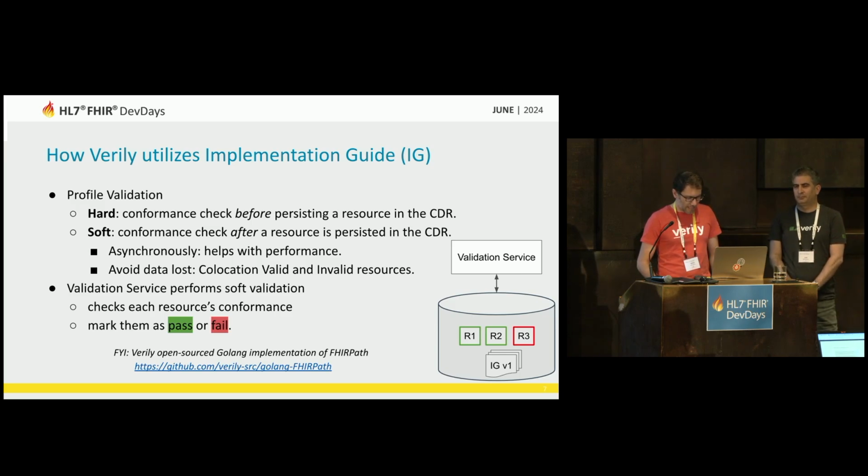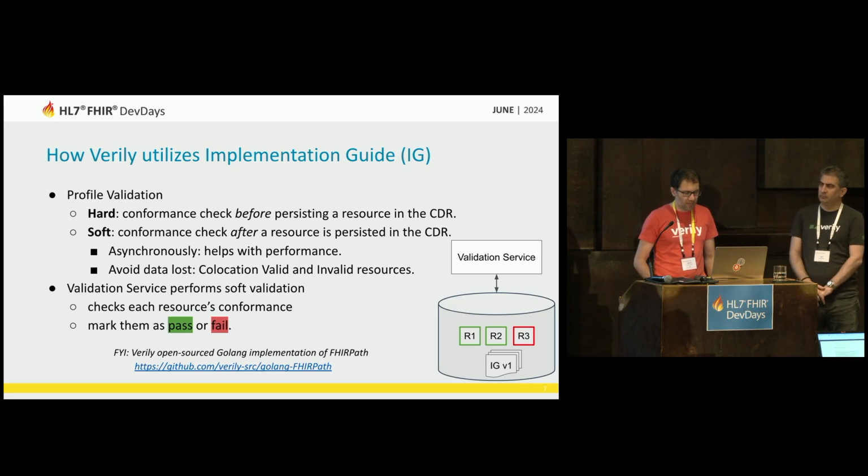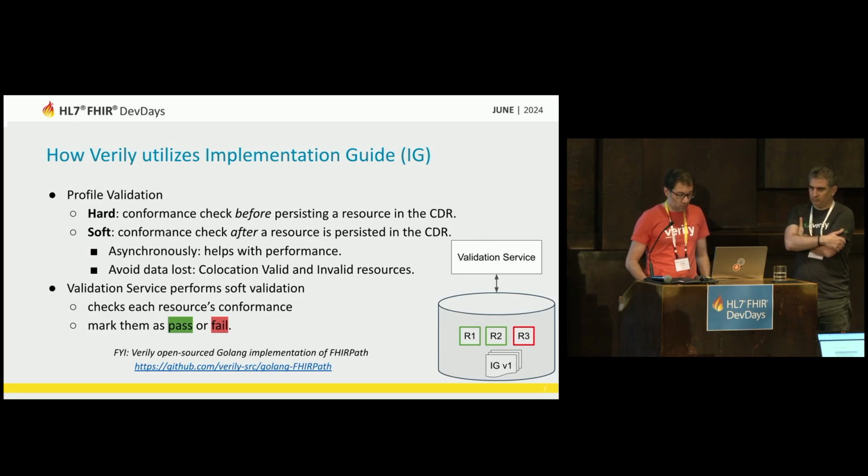And also, another benefit of this soft validation is that we avoid losing data. Imagine we have front-end services that are writing resources to our CDR, and we cannot afford to lose those resources. So we will persist them to the CDR regardless of their conformance, and then later we can go ahead and tag them as pass or fail.